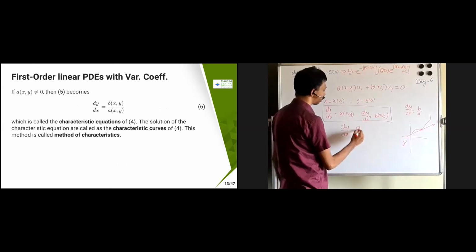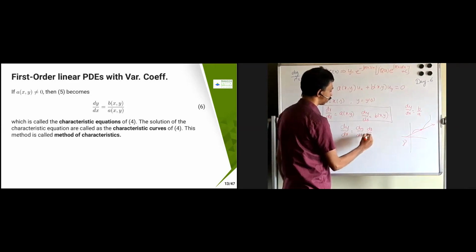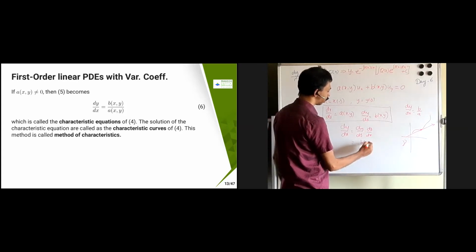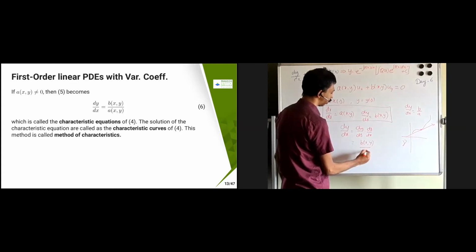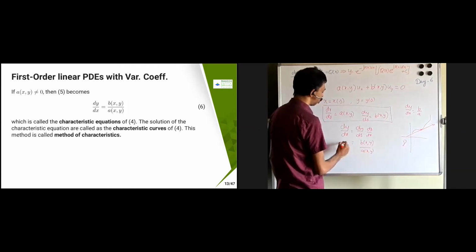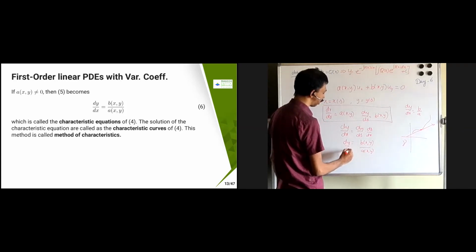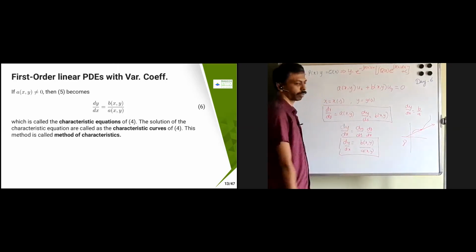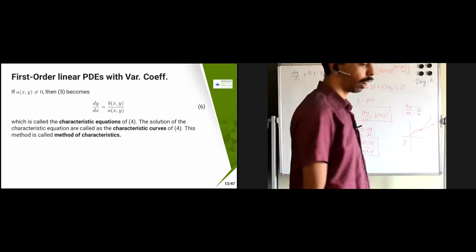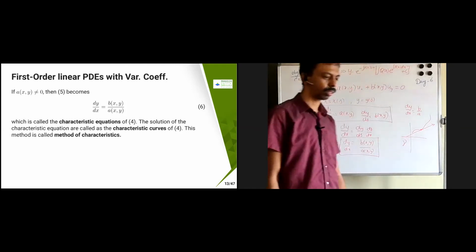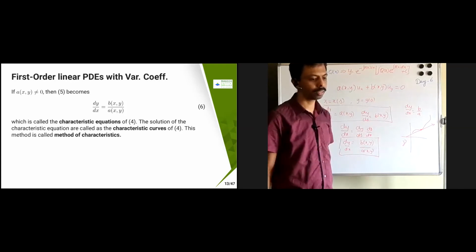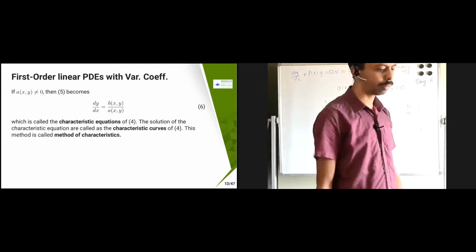I can write it as dy by ds into ds by dx. So this is going to be b of x comma y by a of x comma y. This equation is called the characteristic equation for the given PDE.